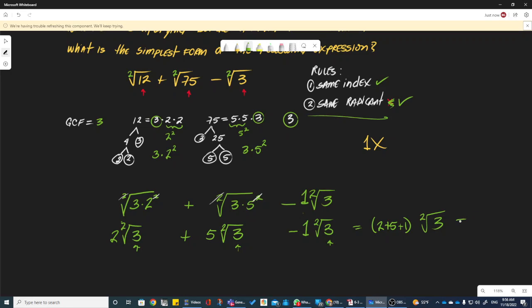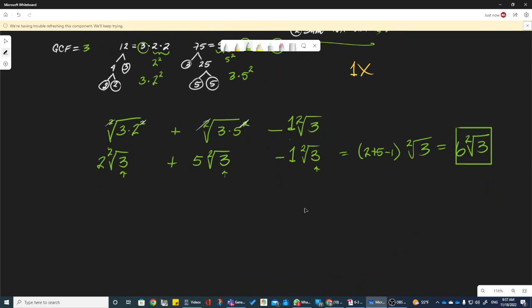Okay, 2 plus 5, it's equal to 7 minus 1, it's equal to 6 times 3 to the square root of 3. And this will be the answer. Okay? Let's do one other example of this kind, just for safety measures.